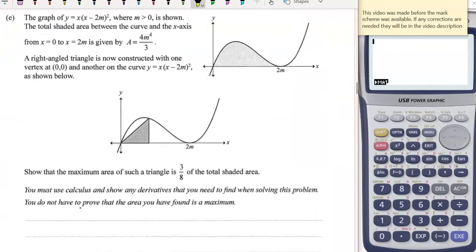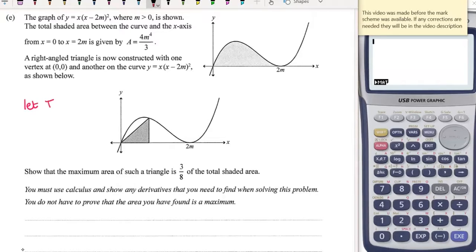All right, part E. Quite a lot of information being given to us here, so if you haven't already read this through, have a pause and read. I'm going to start by saying let T be the area of the triangle. So this area here, we're going to call it T. I'm avoiding A because we've already got an A being used here for this area.